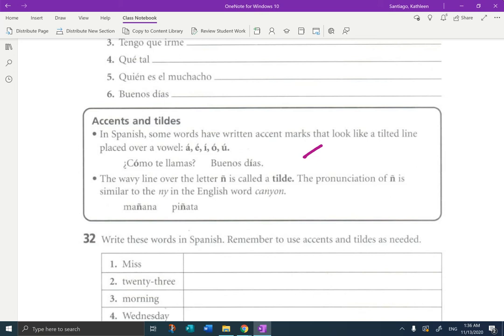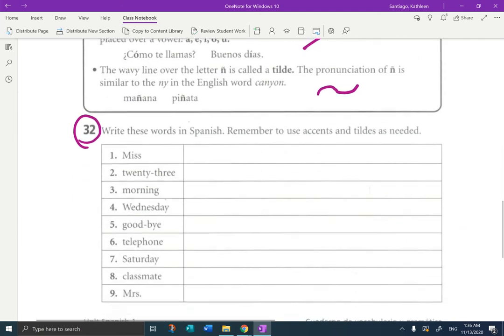The wavy line over the letter N is called the tilde. We're talking about this one. The pronunciation of ñ is similar to the NY in the English word canyon, and we see it in the words mañana and piñata. You're going to complete section 32 that says, write these words in Spanish and remember to use the accents and tildes as needed.